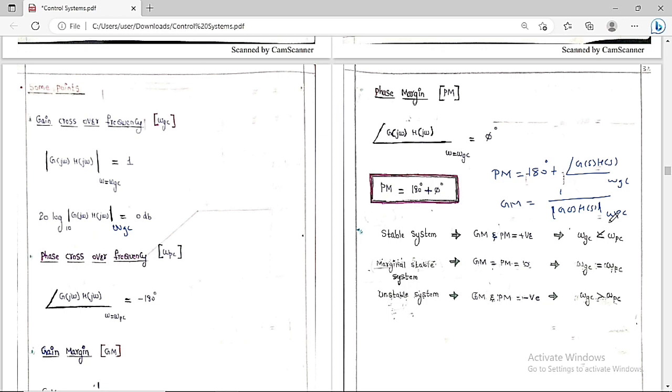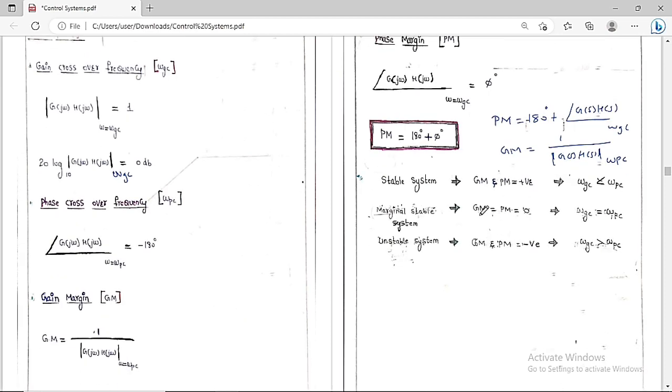So these things you always have to keep in your mind. Now we'll discuss some important points. For a stable system, the gain margin and the phase margin are always positive. The gain margin is in terms of dB and the phase margin is in terms of degrees. So we can say the gain margin in dB is positive and the phase margin is also positive. So the gain crossover frequency is always lesser than the phase crossover frequency.